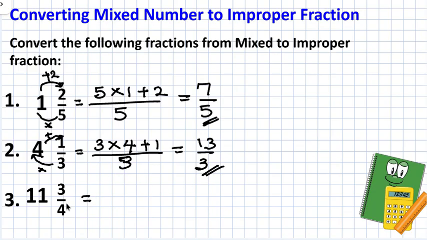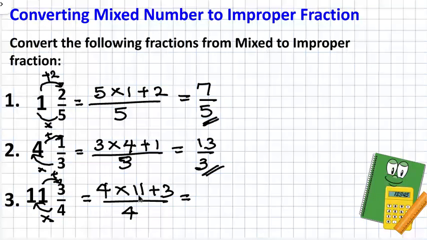So the last example, we have 11 whole, 3 over 4. The same thing, you times, then you add. So we say 4 times 11 plus 3 divided by 4 equals to 4 times 11 is 44. 44 plus 3, that will give us a 47. Then you keep the denominator. So this is how we convert mixed fraction to an improper fraction.